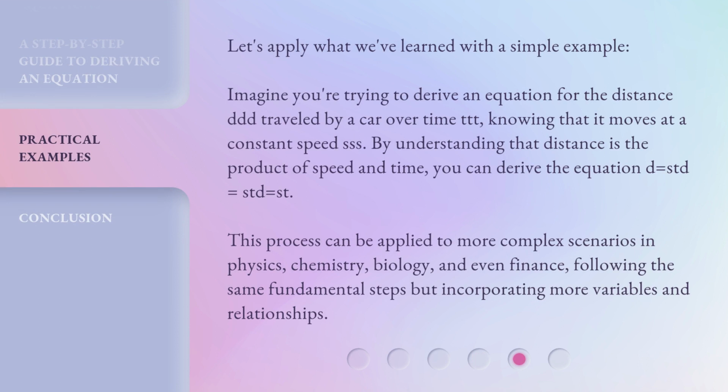Let's apply what we've learned with a simple example. Imagine you're trying to derive an equation for the distance d traveled by a car over time t, knowing that it moves at a constant speed s. By understanding that distance is the product of speed and time, you can derive the equation d equals s times t. This process can be applied to more complex scenarios in physics, chemistry, biology, and even finance, following the same fundamental steps but incorporating more variables and relationships.